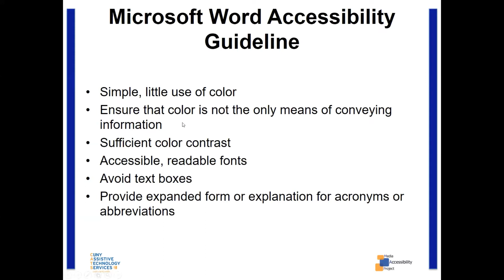Also, you want to ensure that color is not the only means of conveying information. So, for example, let's say you have a syllabus that contains books that students should get for the class, right? And there's a list of books in red that's mandatory for the students, and a list in blue that's optional for the students. This right here is not accessible because screen readers cannot detect colors. And we also have to keep in mind that students with color blindness may not see those colors.